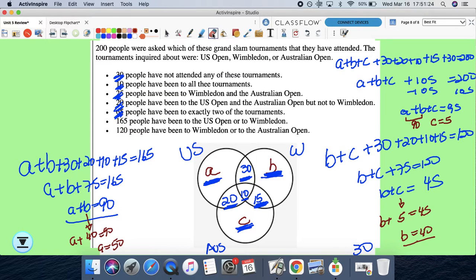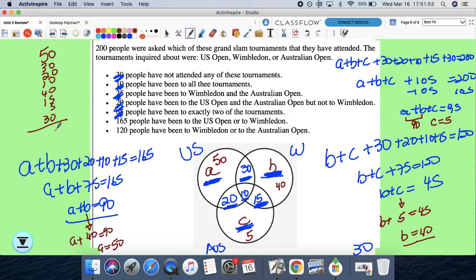So, by God, I hope I'm correct. I'm going to put in the values. A is 50, B is 40, and C equals 5. So if I add all my numbers up, I should get 200. Give me a second to add it in the calculator. So I'm going to add 50 plus 30 plus 20 plus 10 plus 40 plus 15 plus 5 plus 30. That should give me 200.